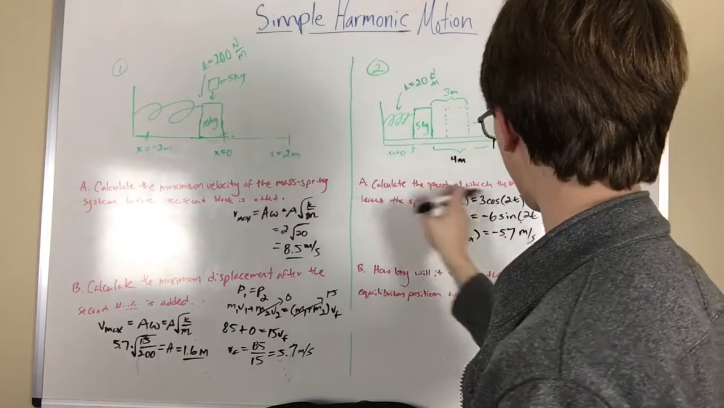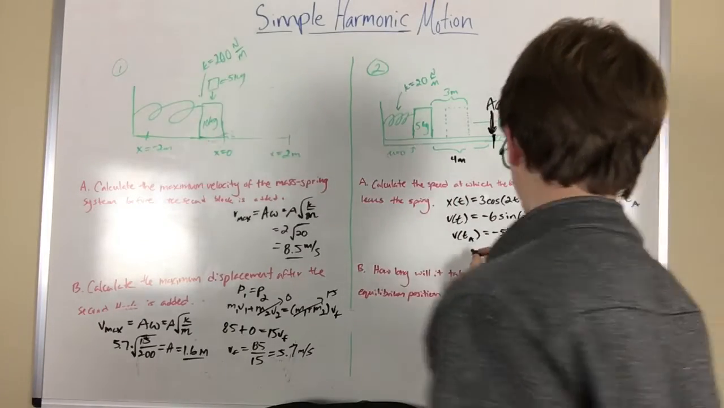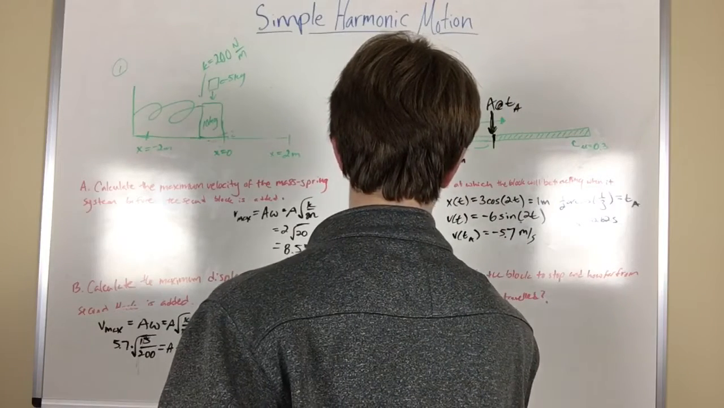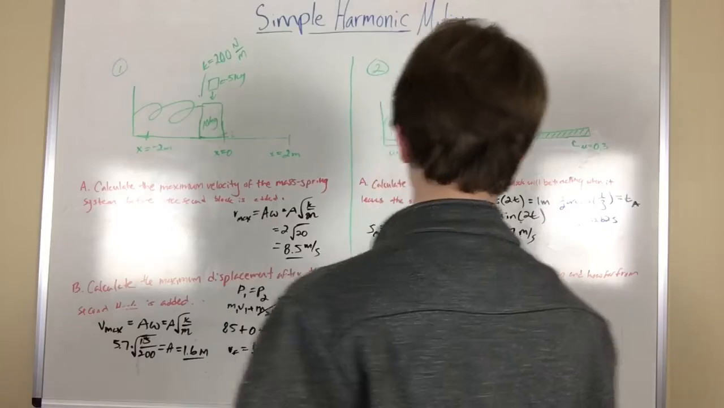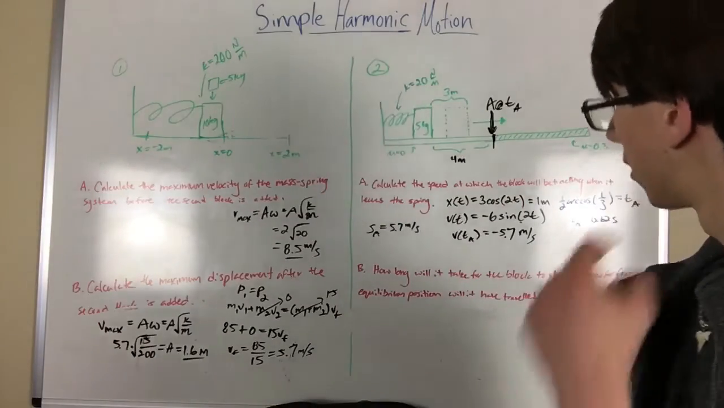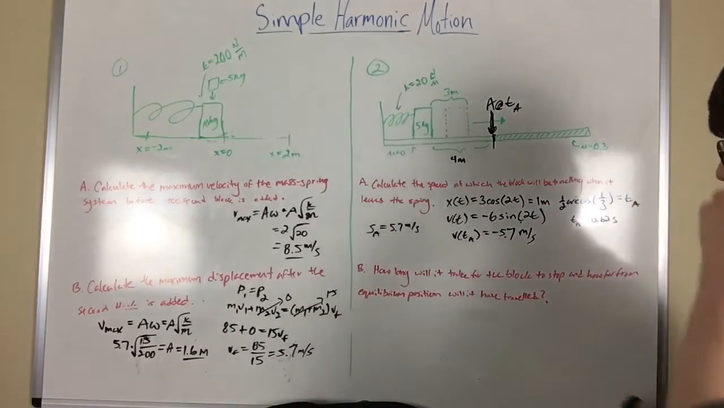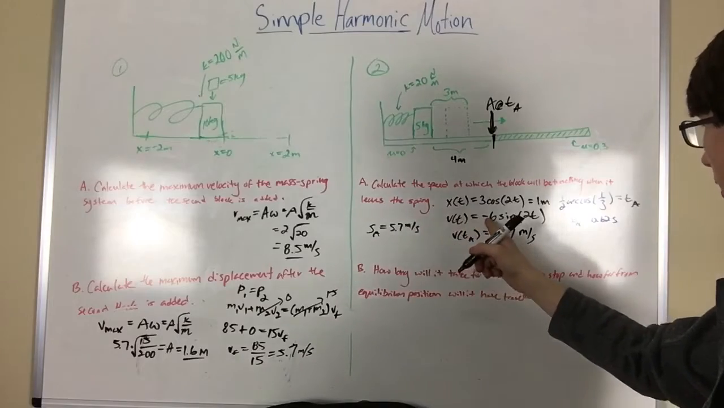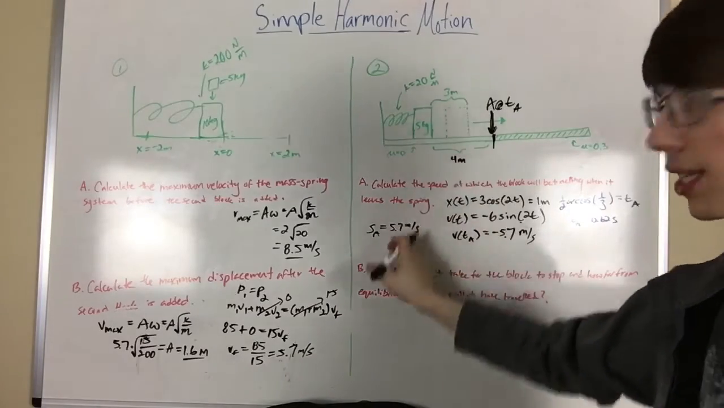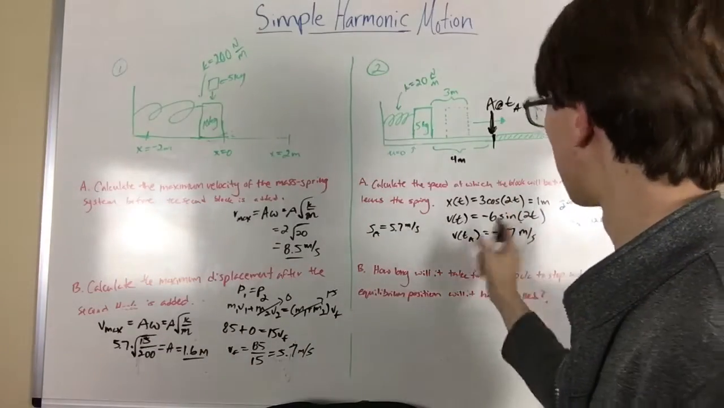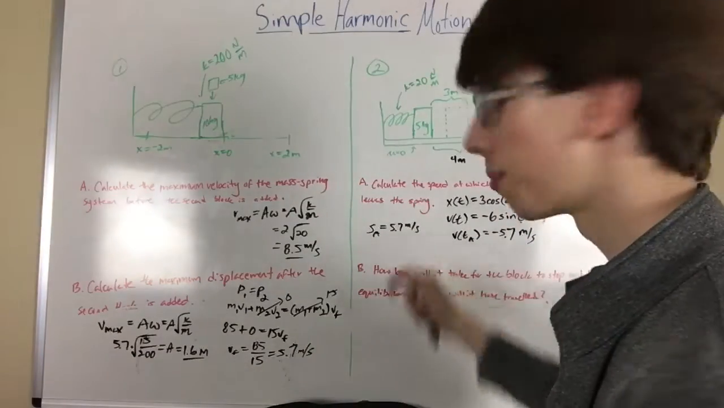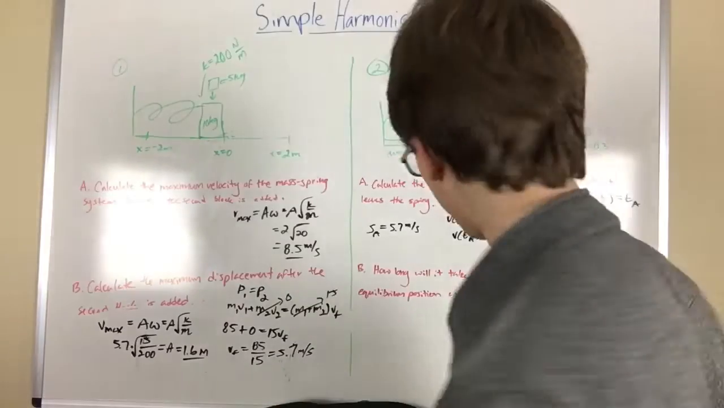But it says to calculate the speed. So the speed at A is just going to be 5.7 meters per second. What was the max speed? 6. Is this the max speed? Nope, it's less than the max speed because it's 1 meter from the equilibrium position. At the equilibrium position, it's 6 meters per second. So this makes sense. That's good.